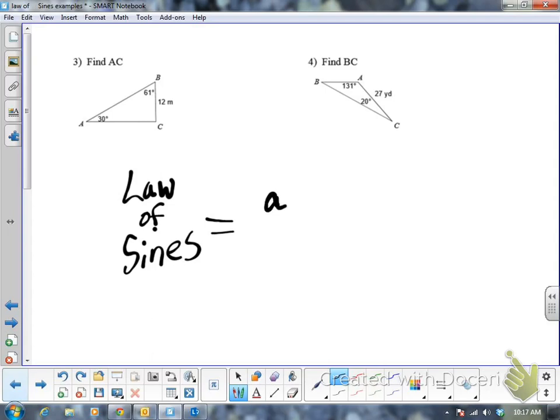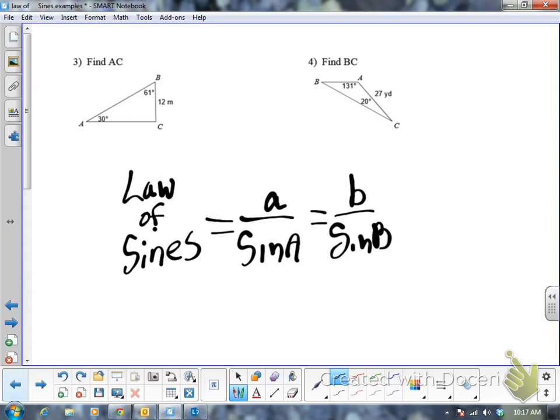Let's go A over sine of A equals little b over sine of B equals c over sine of big C. Is that angle? And this is a little c. And the question is, where are the angles?